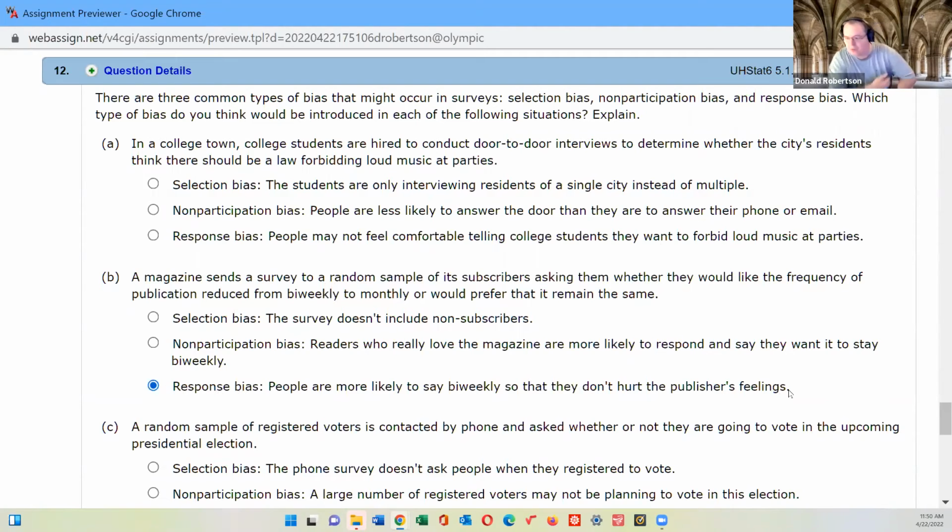I guess you could say response bias. People would say bi-weekly so that they don't hurt the publisher's feelings. I'm not convinced by that. I mean, if you went and said to me, I get a magazine, and you said to me, we can send you out two publications a month, or we'll just send you one a month. Oh, but if we send you one a month, you only need to pay half as much money, right? Because you're only getting half the things. Can you see that might be a different answer than if, oh no, you're only going to send it once a month, but you still pay $50 a year, right?